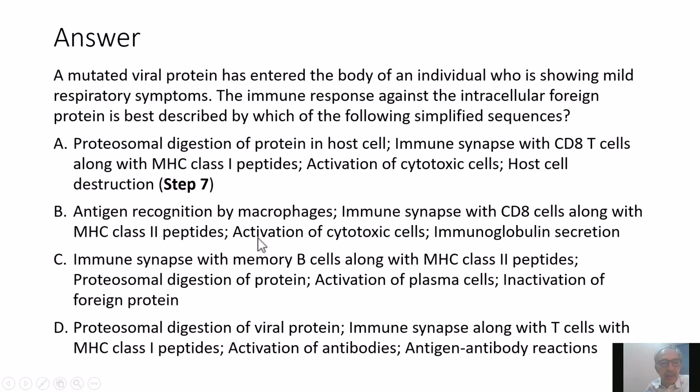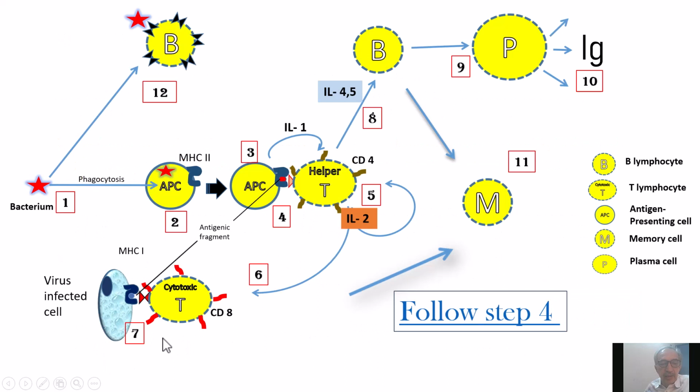The correct answer is A: proteasomal digestion of a protein in the host cell, because it has entered the host cell, immunologic synapse with the CD8 cell along with MHC class 1 peptides, activation of cytotoxic cells, host cell destruction. That is this one. This will be the immunological response when the virus contacts with a variation or variant form.